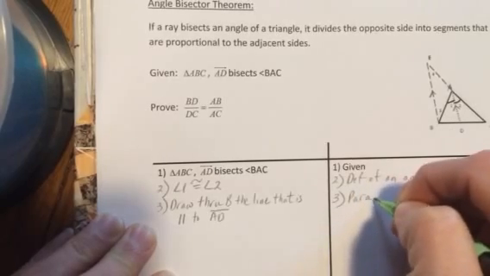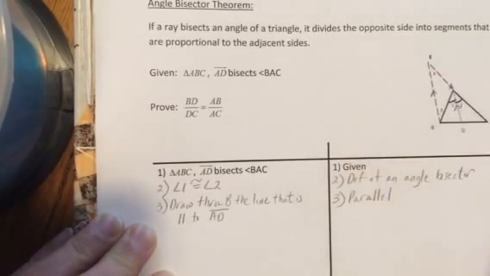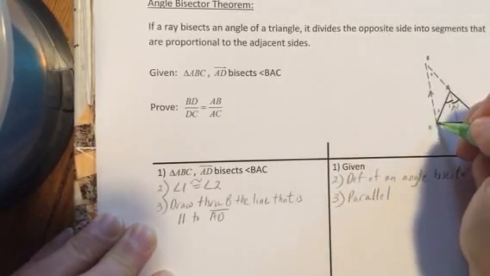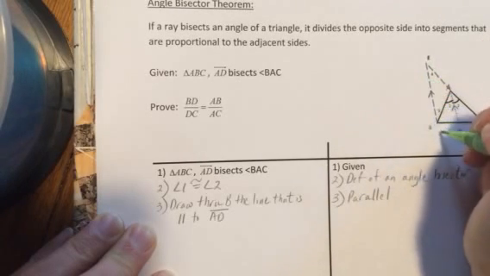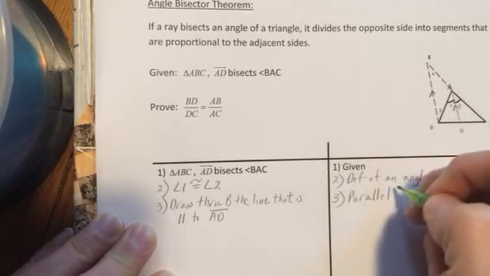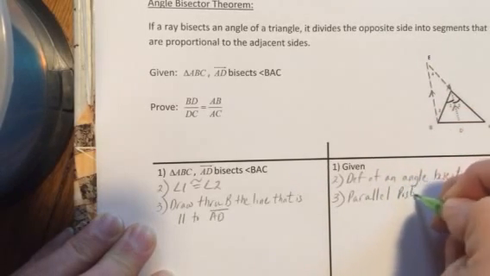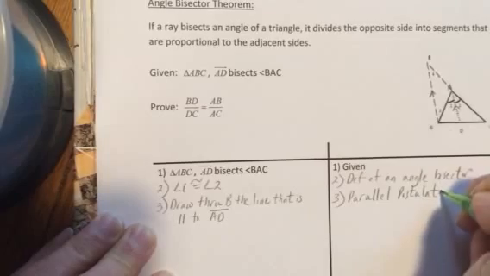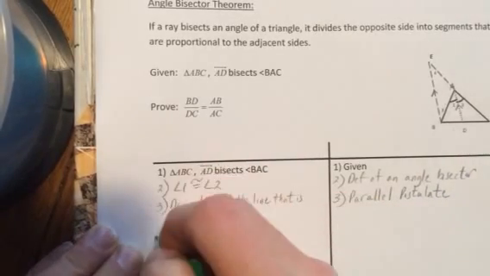So through a point that's not on the line, we can draw one and only one line parallel to the given line. Okay, we haven't seen that one in a while.